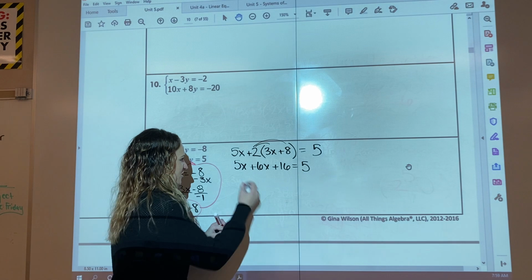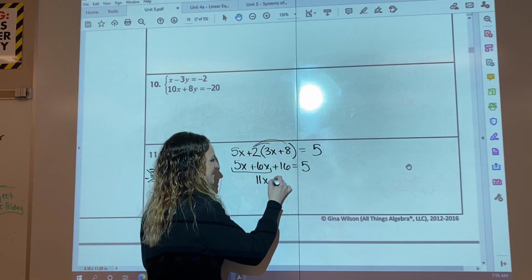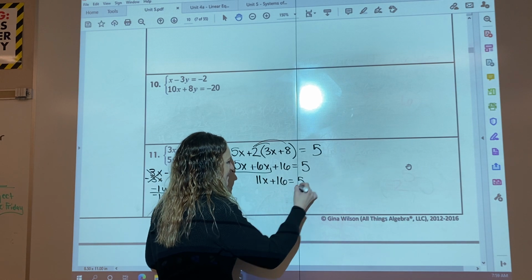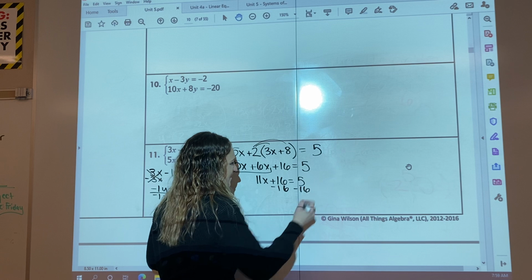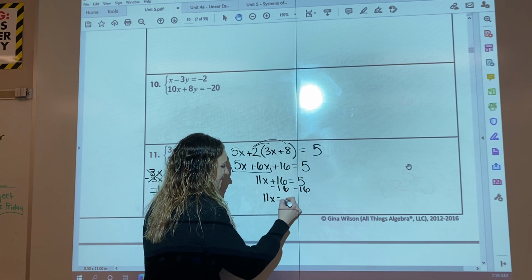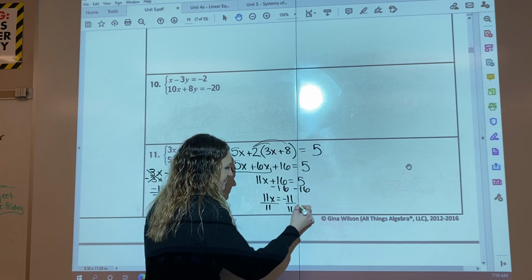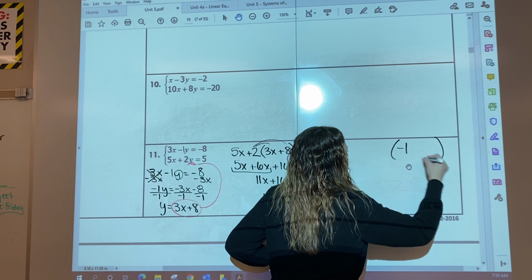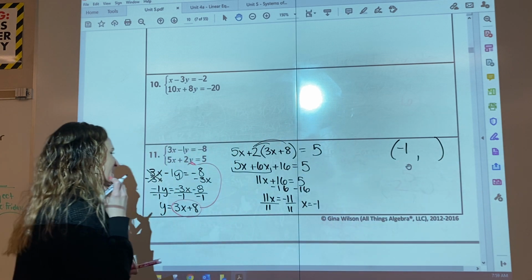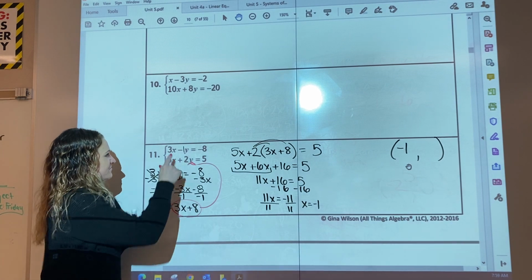I've got some like terms here. 5x and 6x together give me 11x. Gotta get rid of the 16, so I'm going to subtract it on both sides. 11x equals negative 11. Divide by 11 and x is going to equal negative 1. There's half my answer. Let's plug that negative 1 back in. I'm going to plug it into this top one.